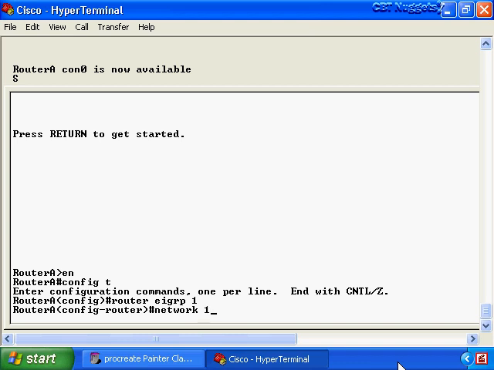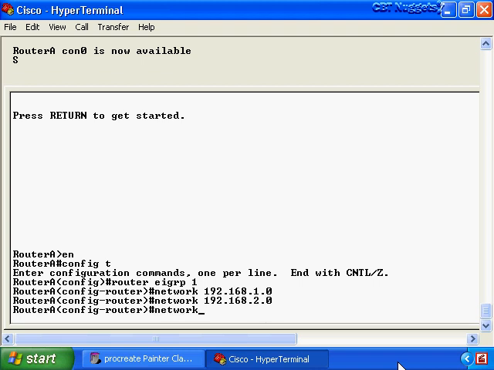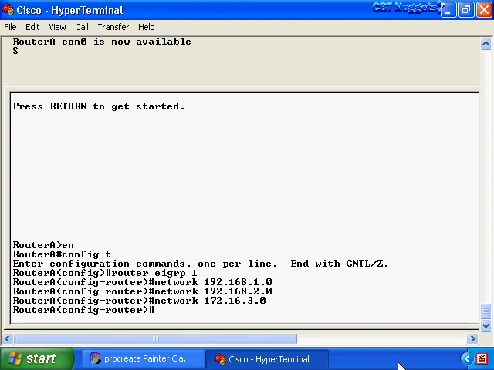So I've got the 192.168.1.0 network. I've also got a 192.168.2.0 network. And of course I've got a 172.16.3.0 network. So I advertise my networks, and go to each one of my routers, router A, router B, router C, around my entire LAN, and configure them all with the same AS number, EIGRP 1, and of course advertise the networks that they're connected to on their various Ethernet and serial interfaces.